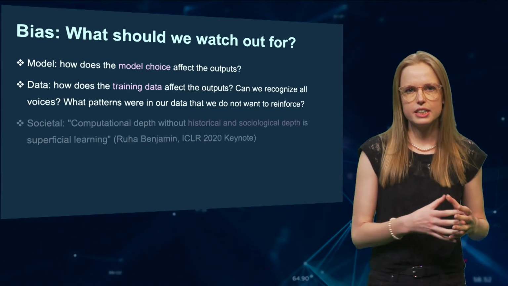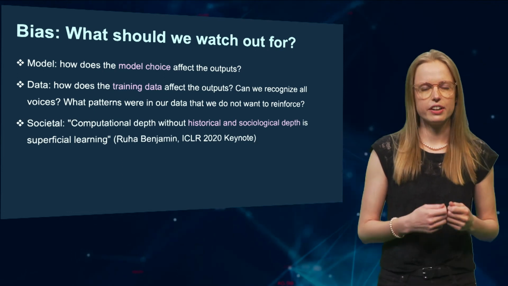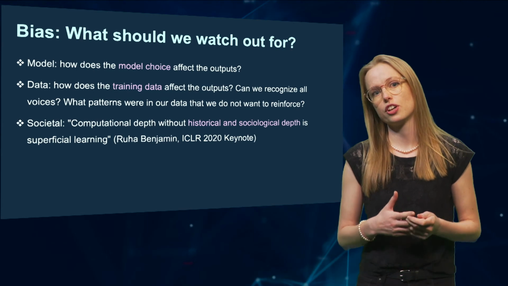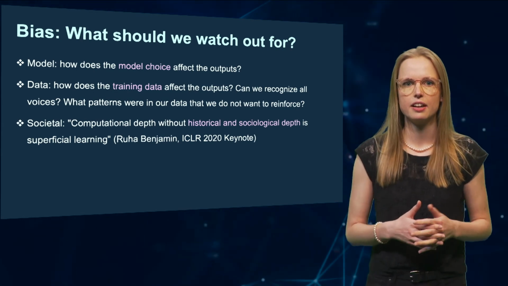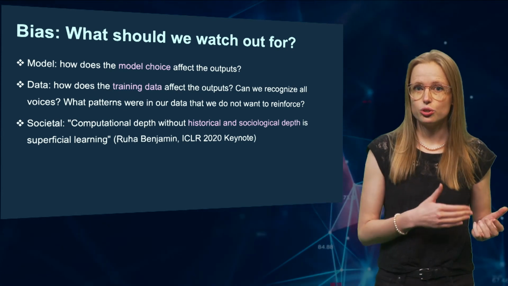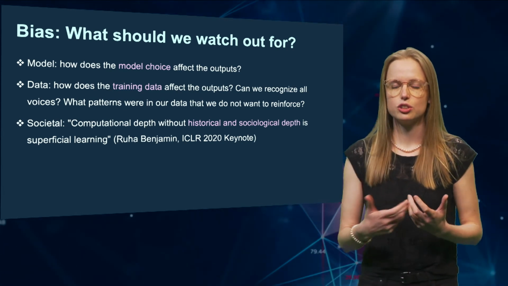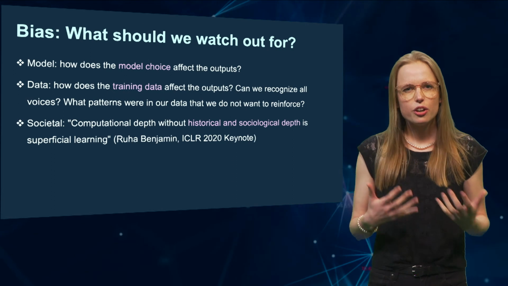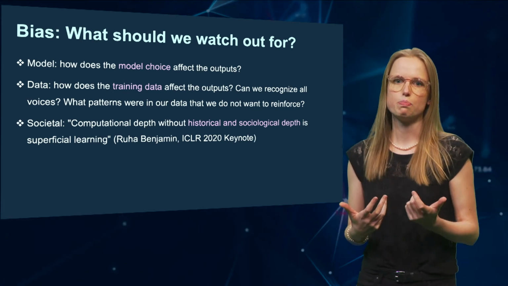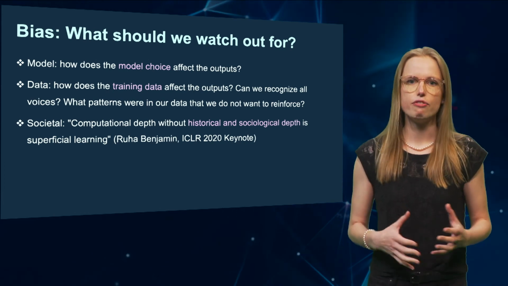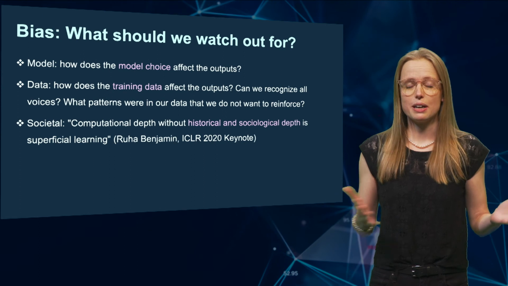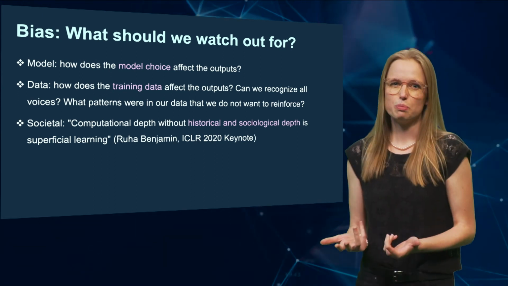And the third one is societal. This was very well put by Ruha Benjamin in her keynote at the International Conference for Learning Representations in 2020. She said, computational depth without historical and sociological depth is superficial learning. So in other words, we should be aware of how historical and sociological patterns in our society affect the behavior of our machine learning systems. Who is benefiting from these systems and who is being harmed?